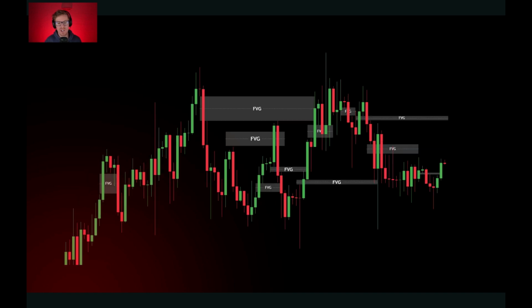If you look at this chart over here, I marked out every single fair value gap I could find. I marked out these fair value gaps on multiple different time frames, and then I zoomed up onto one higher time frame. And if you look very closely, you can see every single one of these fair value gaps was taken out, except for maybe 1 or 2 of them. But price will always come back to take out the fair value gaps.